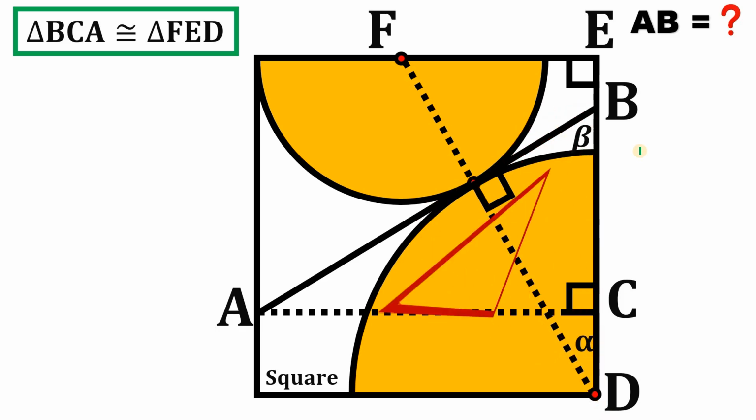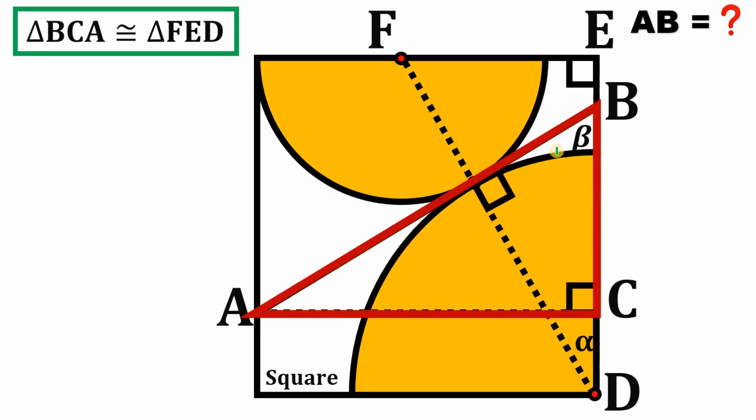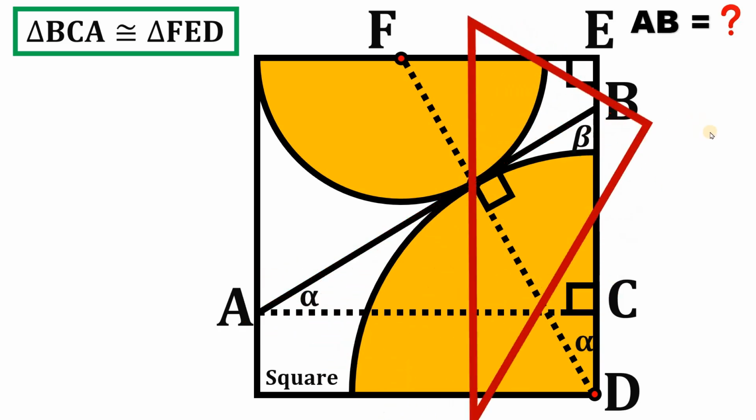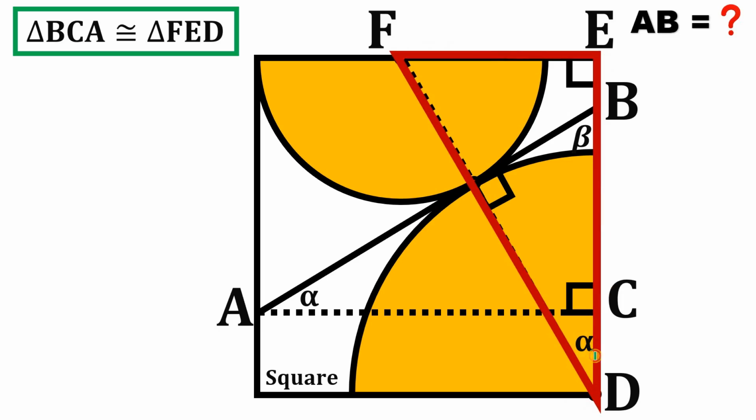Now let's focus on this big right triangle. One of its angles is beta. Therefore, the other acute angle simply equals alpha, for sure, because alpha plus beta adds up to 90 degrees. Now, how about on this right triangle? One angle is alpha, so the other angle simply equals beta. From here, we are now ready to prove that triangle BCA is congruent to triangle FED.